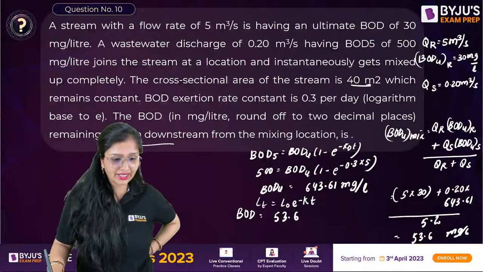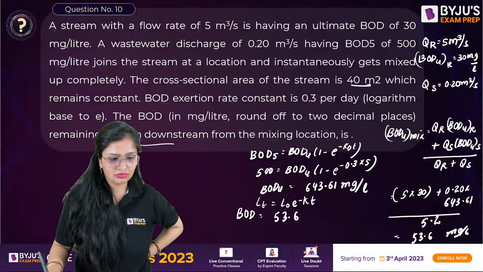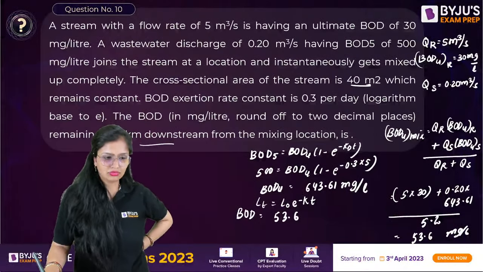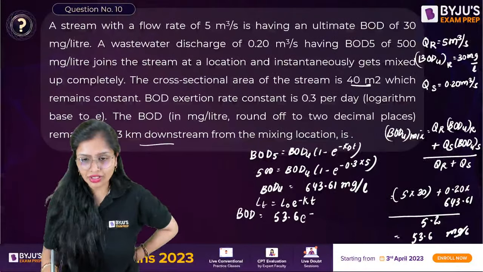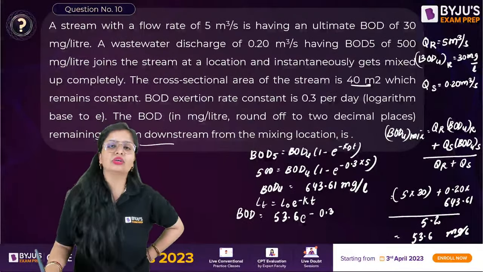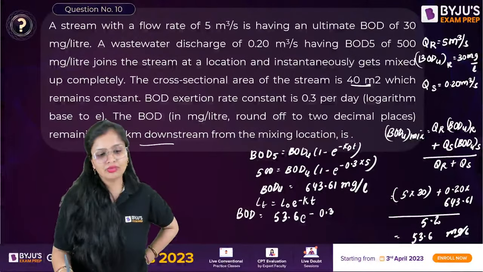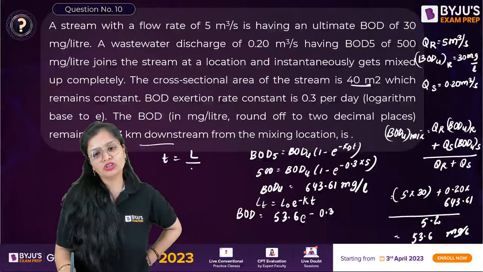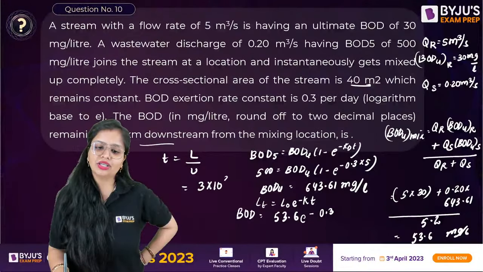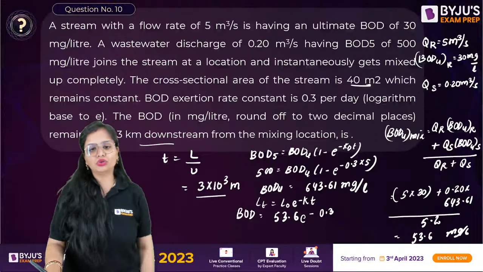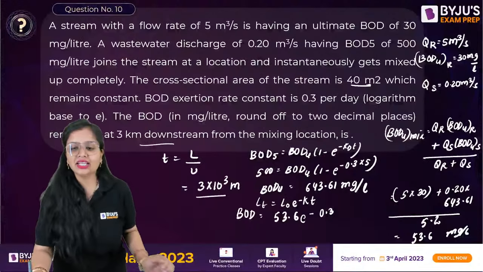Have you got this, guys? Tell me yes or no. Now what is remaining? You already know it is 0.3. Only you need to know time. Time is distance upon velocity. Distance is already given to you as 3 kilometers, 3 into 10 raised to power 3 meter. Velocity you don't know, but what you know? Area is given to you.